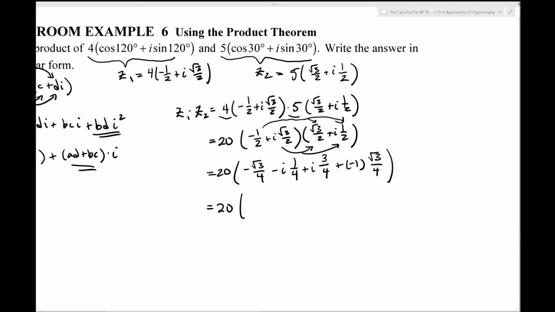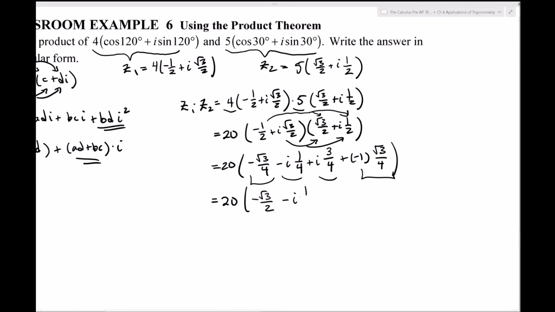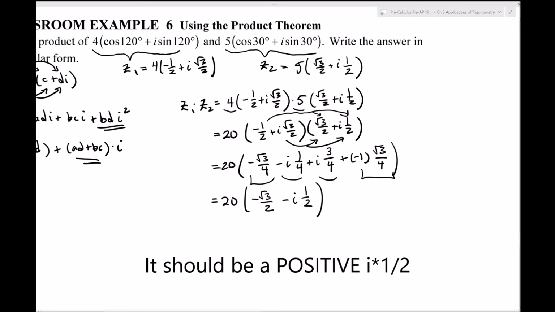And what like terms can I combine? These two right here for sure, because those are real numbers. So I see negative square root of 3 over 4 and another negative square root of 3 over 4. That's 2 square root of 3 over 4. 2 over 4 reduces to 1/2. So it's negative square root of 3 over 2. These two combine. So negative I 1 over 4 plus I 3 over 4. Negative 1/4 plus 3/4 is 2/4. 2/4 is 1/2.